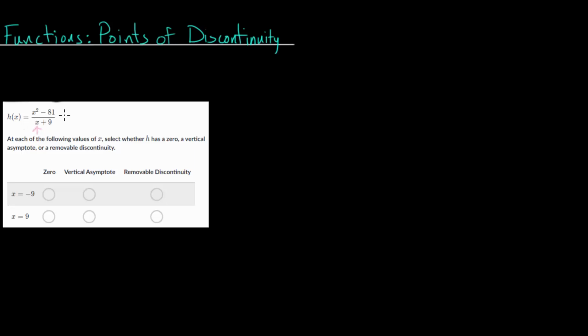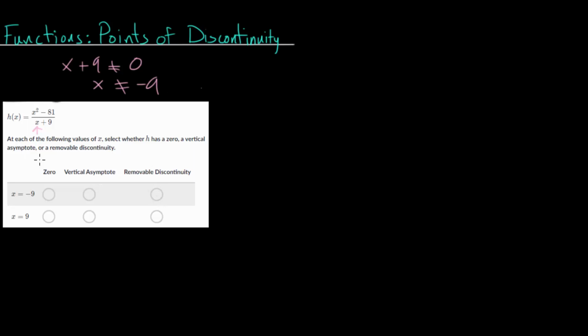So what plus 9 gives you 0? You can literally set the denominator equal to 0 and then solve. Really, we're looking for the x value that cannot take place in this function. So if we subtract 9, we get x is not equal to -9 in the domain of this function. So right away, we know that an x value of -9 is either a vertical asymptote or a removable discontinuity.